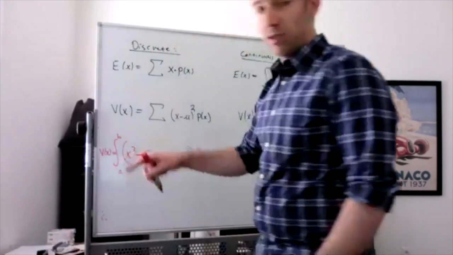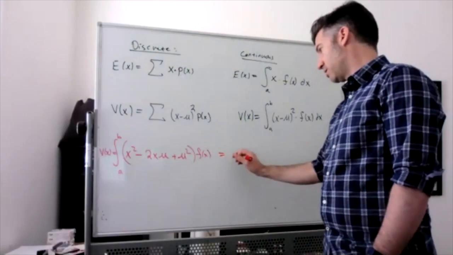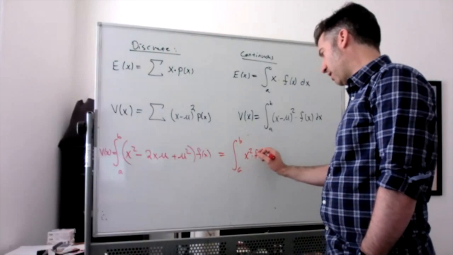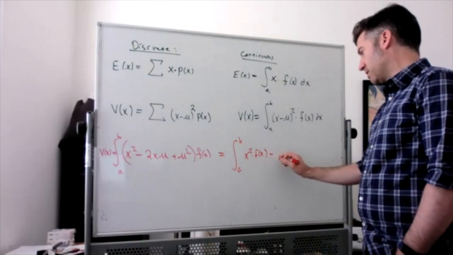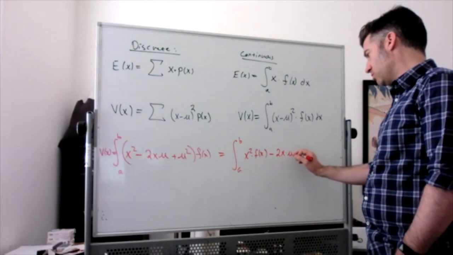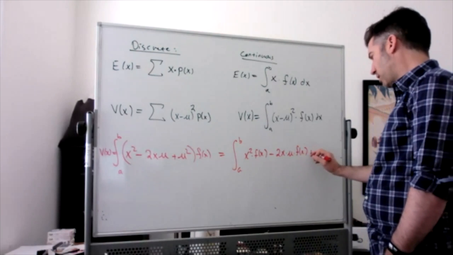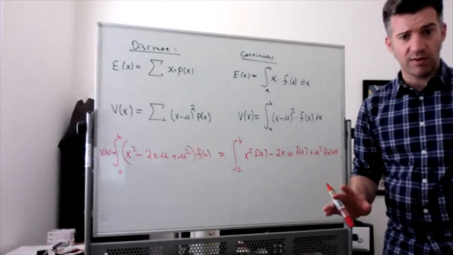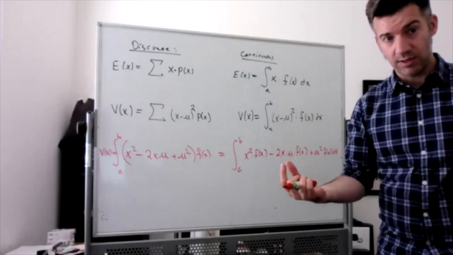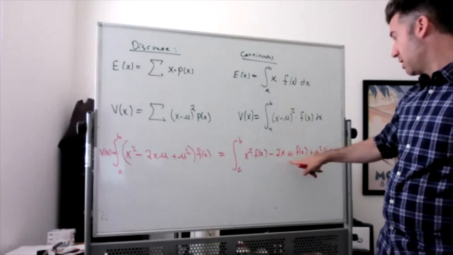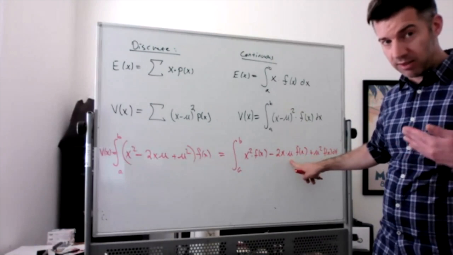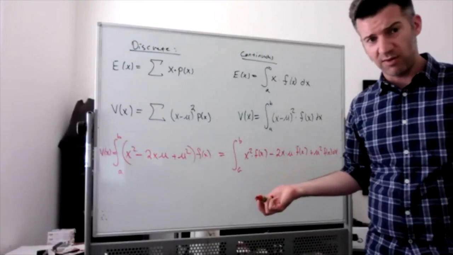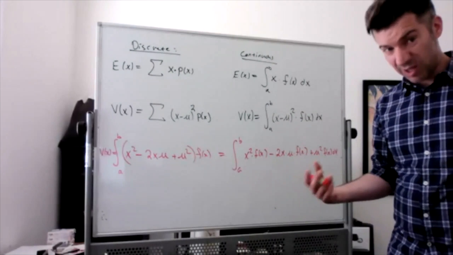Okay. Well, now I'm going to distribute. So I'm going to get the integral from a to b of x squared times f of x minus 2 times x times mu times f of x plus mu squared times f of x. I'm going to break this up into 3 integrals, and I'm going to pull any constants out. Specifically, 2 is a constant, and mu, the actual expected value, the mean that we've calculated. In our particular example, it's 93/35 or whatever. We're going to factor that out as well because it's a constant.